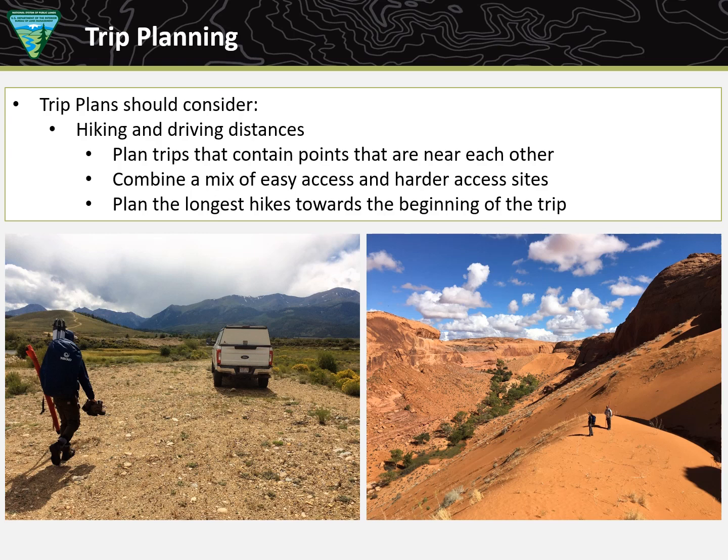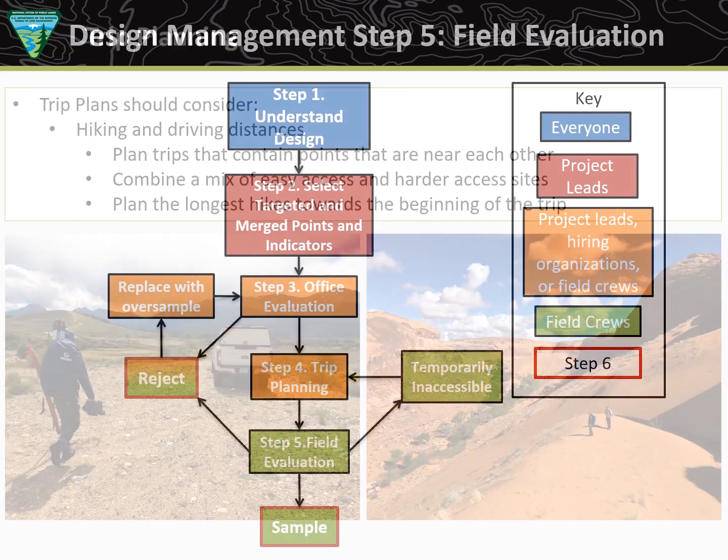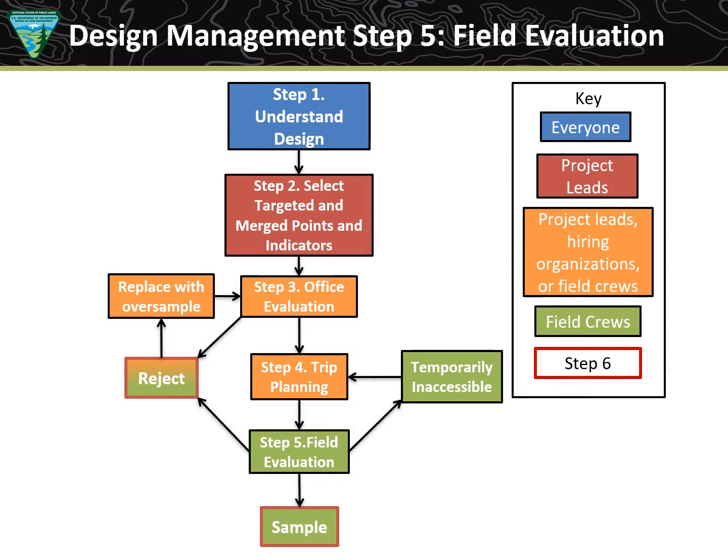They should also try to mix easy access and harder access sites for each trip. Additionally, it's a good idea to plan the longest hikes towards the beginning of the trip so that the crew can get it done while they still have the most energy. The fifth step in the design management process is for crews to go out in the field and sample or reject the points assigned to them in their trip plans. They are then in charge of filling out the Trip Planning and Field Tracking Worksheet.